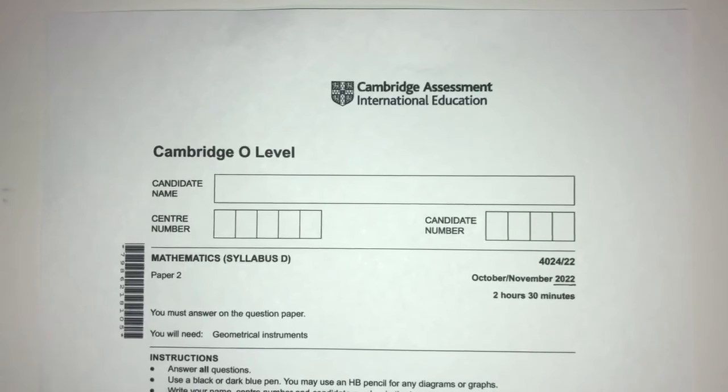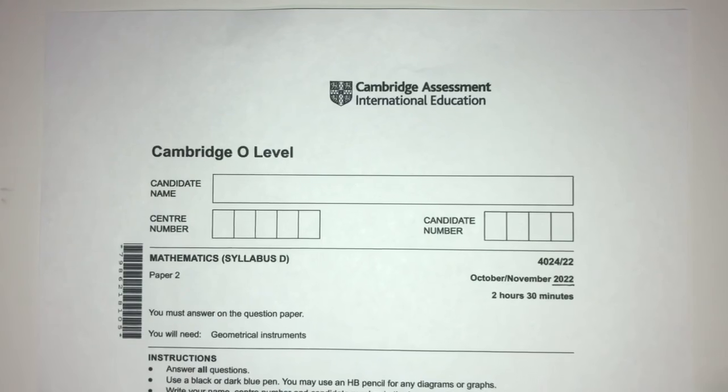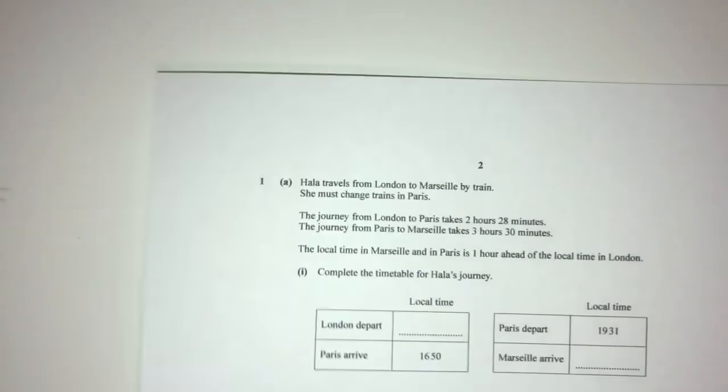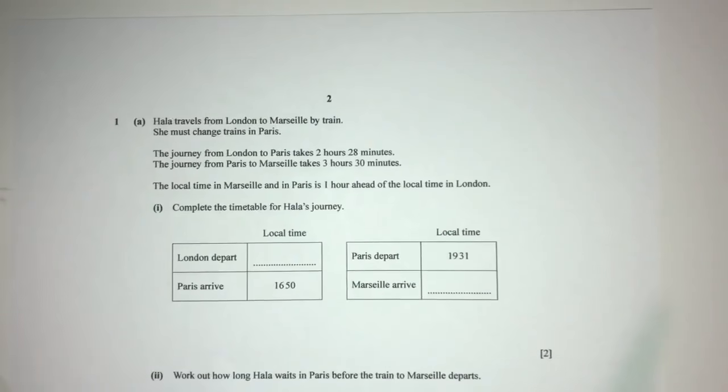This one is paper 2-2 of October-November 2022. Of course, with that being said, let's move on to questions. Here we have question number 1.